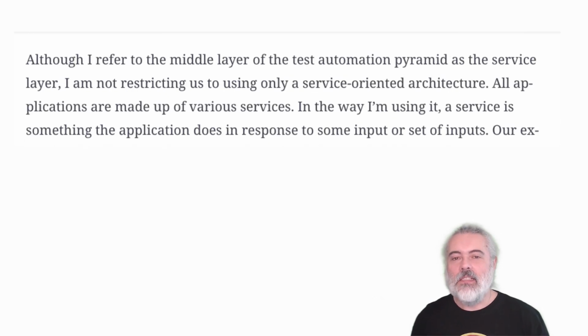And Mike actually says, although I refer to the middle layer of the test automation paradigm as the service layer, I'm not restricting us to using only a service-oriented architecture. All applications are made up of various services. In the way I'm using it, a service is something the application does in response to some input or set of inputs. Right, so it's basically anything that coordinates or helps other parts of the system interact together is the service layer. In theory, the UI is the service layer as well. In theory, an API is a service layer as well.